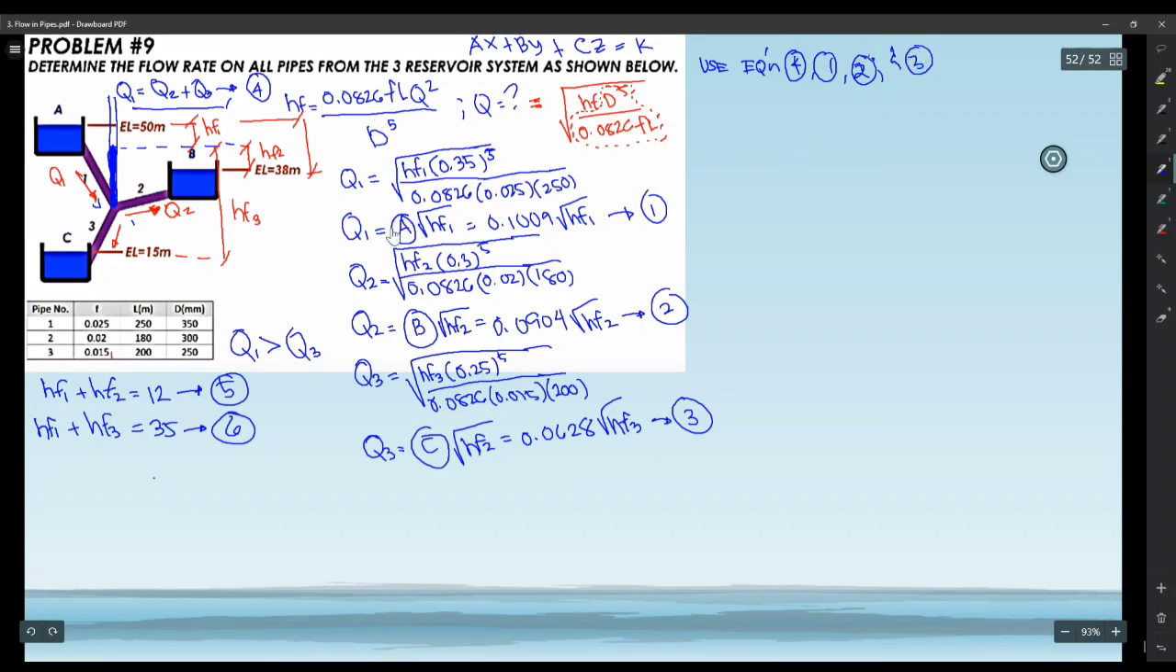Okay, so Q1, where Q1 is ito nga yung value niya, so 0.1009 of square root of HF1. So that is equals to Q2, where Q2 is ito nga, so 0.0904 square root of HF2. And then plus Q3, kung saan ito yung Q3 mo, that is 0.0628 of square root of HF3. Ngayon, nakita natin kung ano ang pwede nating ma-eliminate.